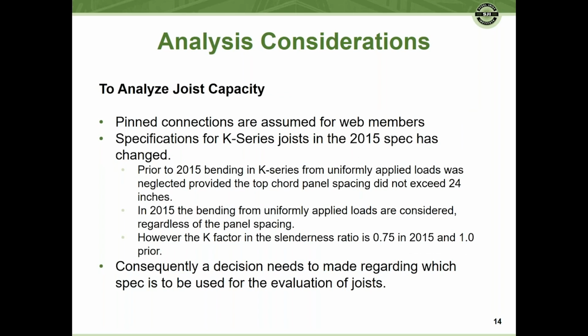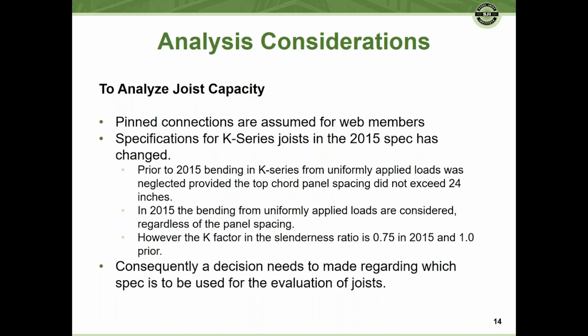The web connections are considered to be pinned in all cases. And for K-series joists, there was a change in the 2015 spec. Prior to 2015, bending in K-series joists from uniformly applied loads was neglected, provided the top chord panel spacing did not exceed 24 inches. In 2015, the bending from uniformly applied loads is considered regardless of the panel spacing. However, the K factor in the slenderness ratio is 0.75, similar to a continuous beam, in 2015, and 1.0 prior to that.